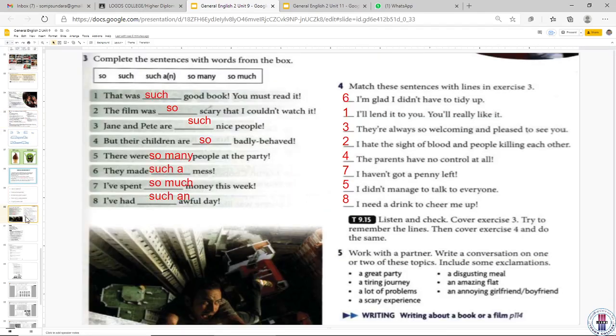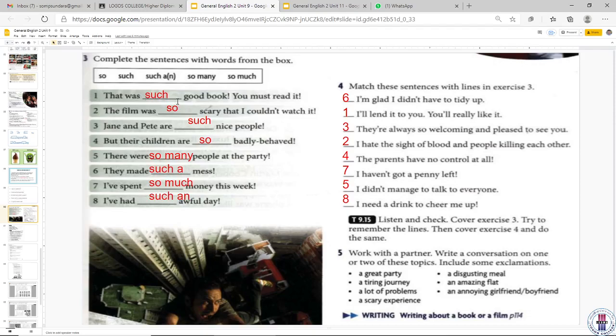Okay. Let's look at this exercise 3. They want you to use the words in a box: so, such a, such an, so many, so much. I answered these for you again. All right. Let's look at number one.